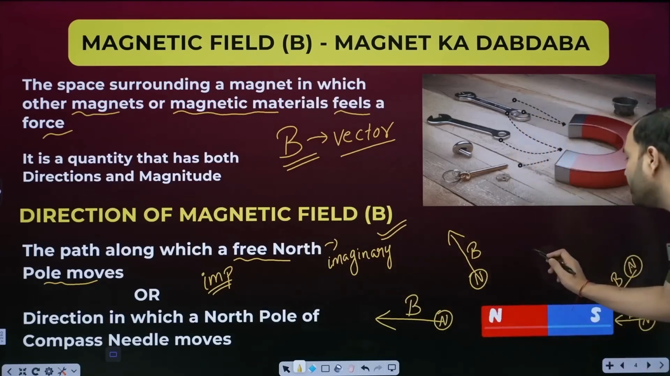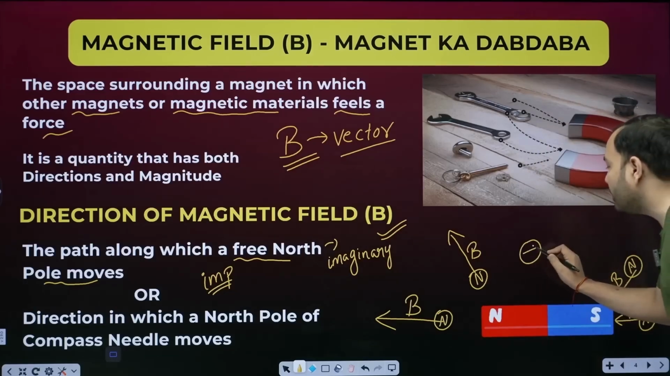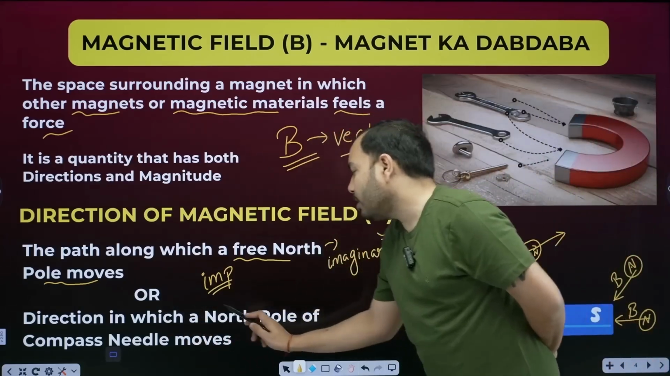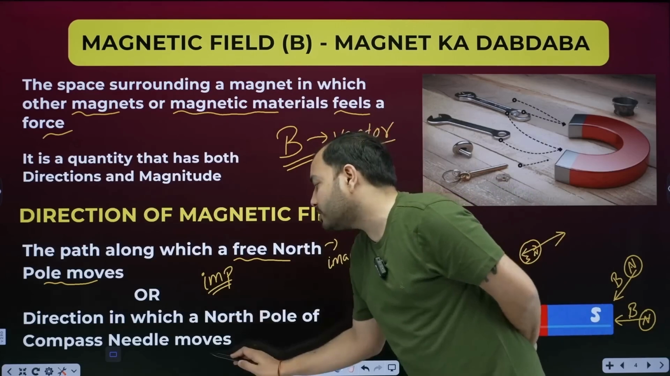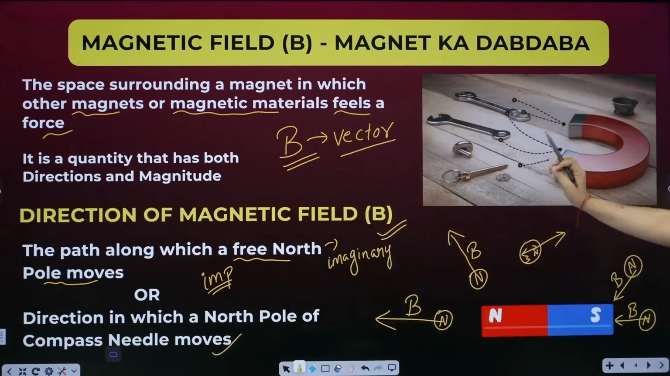For example, suppose I need the direction of the magnetic field here. So I bring the compass. The compass north ran this way and south this way. So wherever the north ran, that is the direction of the magnetic field. The direction in which the north pole of the compass needle moves. This is the way to find the direction of the magnetic field.